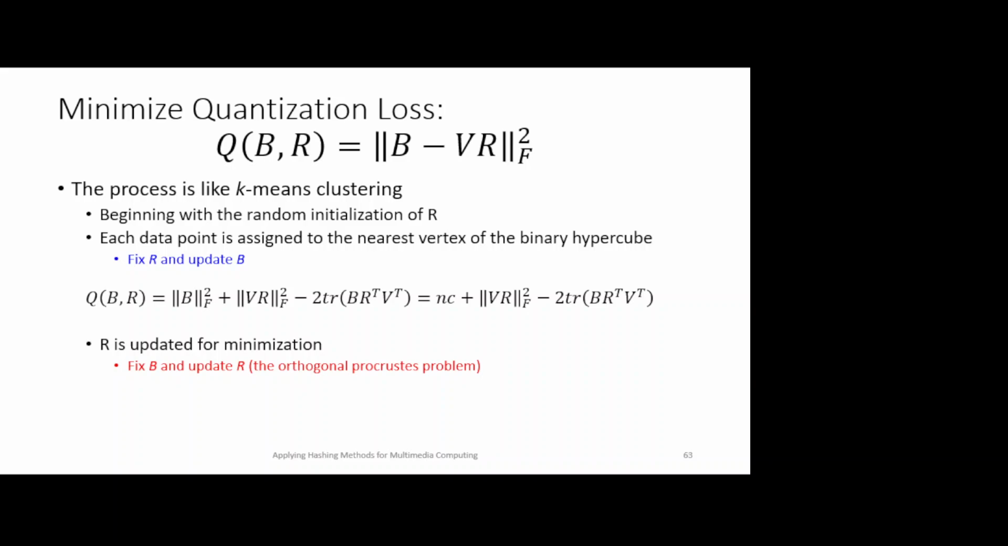Okay, so how do we do the first step? Fix your rotation matrix and update your B. The idea is, at the beginning, we first randomly generate the rotation matrix R. Then we fix R to update B. It means we will assign all the data points to the nearest corner.